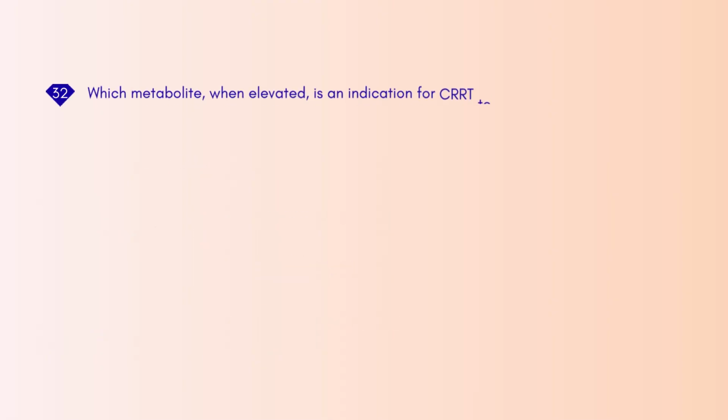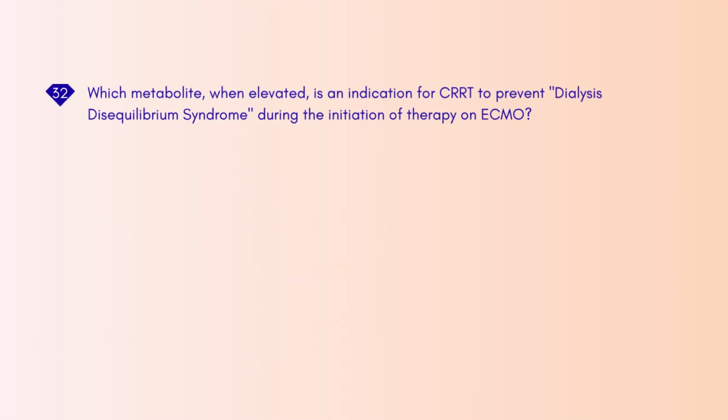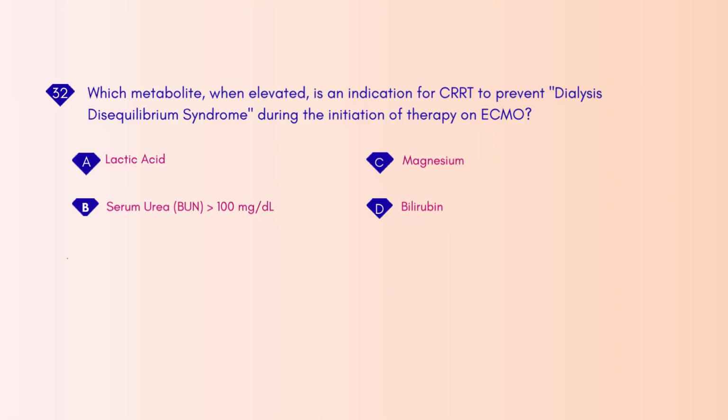Which metabolite, when elevated, is an indication for CRRT to prevent dialysis disequilibrium syndrome during the initiation of therapy on ECMO? A. Lactic acid. B. Serum urea, BUN, greater than 100 mg per deciliter. C. Magnesium. D. Bilirubin. Answer: B. Serum urea, BUN, greater than 100 mg per deciliter.